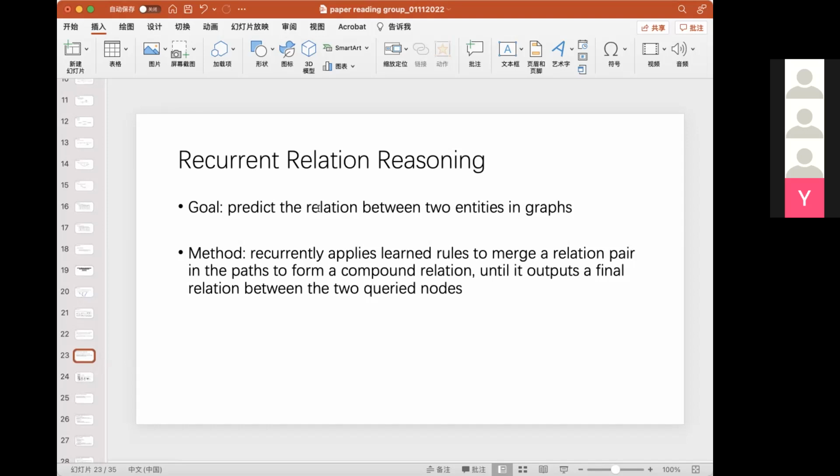So first of all, the goal of this paper is still trying to predict the relation between two entities in the graph by leveraging the learned rule. The method is that we will recurrently apply the learned rule to merge a relation pair in the path to form a compound relation until it outputs a final relation between two query nodes.